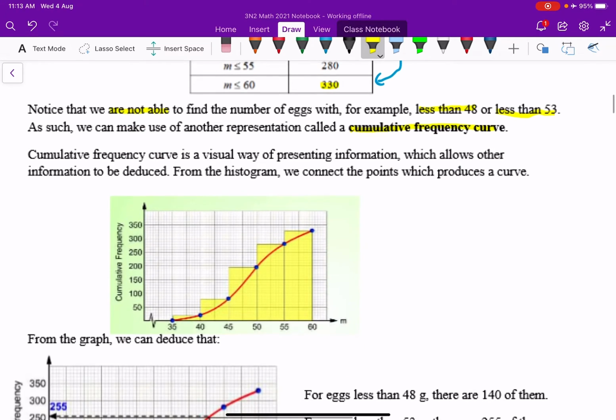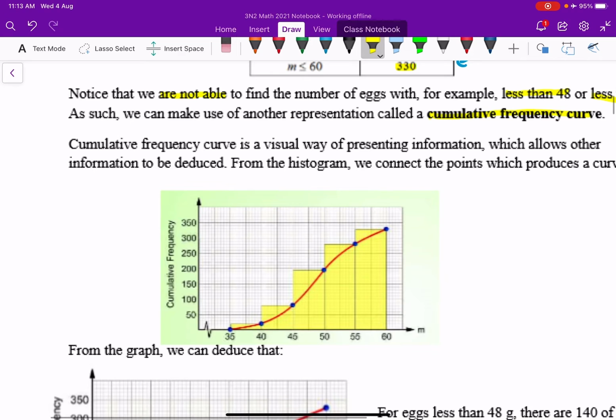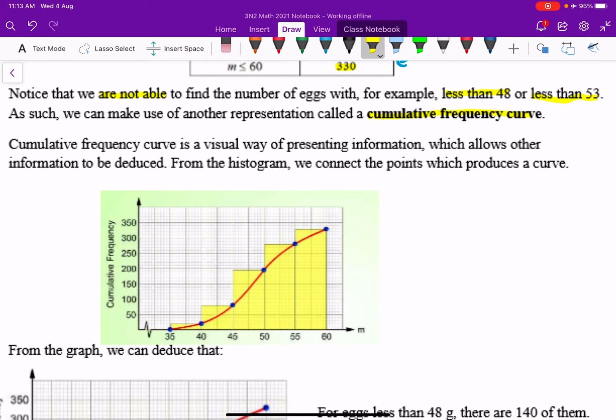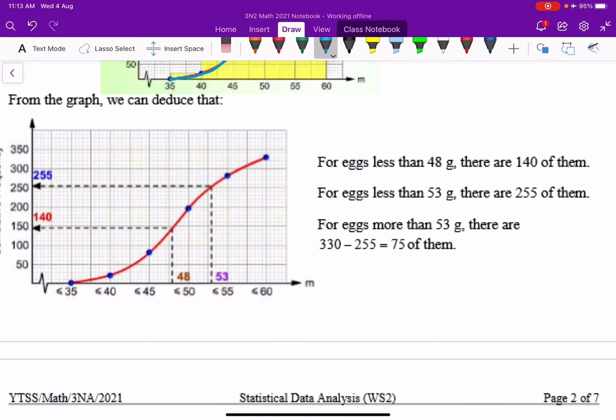When you draw the histogram, as seen from yesterday, you're going to have bars that keep going higher and higher, starting from 0 until you reach the number 330. Now, you take the corners of the histogram and connect them with a line. You will produce a curve. With this curve, you can deduce things. This is not the exact number, but it is a very good way for us to do a very good estimation.